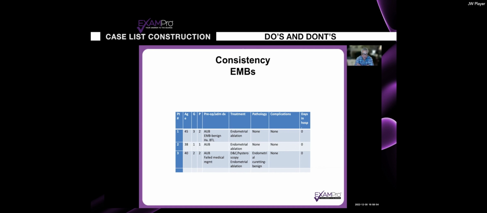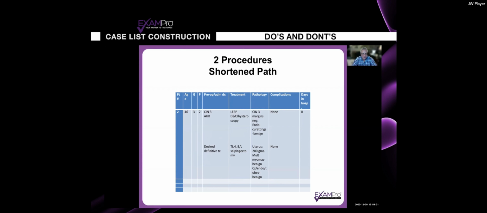Patient number three: abnormal uterine bleeding, failed medical management, DNC hysteroscopy, endometrial ablation, endometrial curetting benign. That's fine, except there's still no endometrial biopsy preoperatively that was listed. It's not good enough just to do the DNC hysteroscopy, even though you're getting a sample of tissue, because you did the ablation. Now, if you did the DNC, and then 2 weeks later did the ablation, fine. If you did the DNC and sent it for frozen, not as good, but okay. But if you didn't have any pathology before you did the ablation, that's a problem.